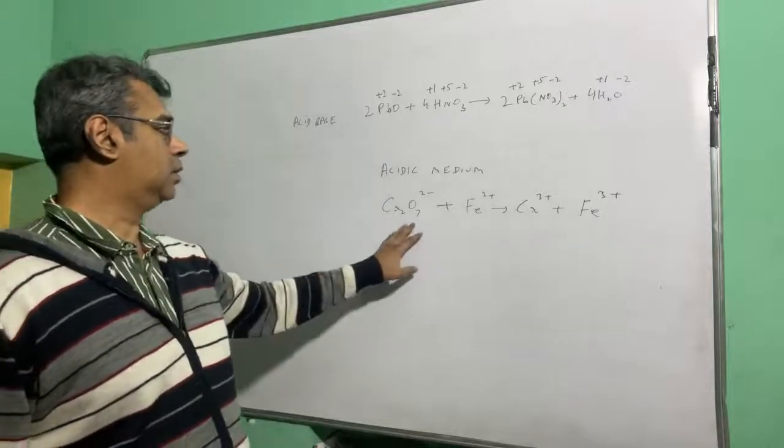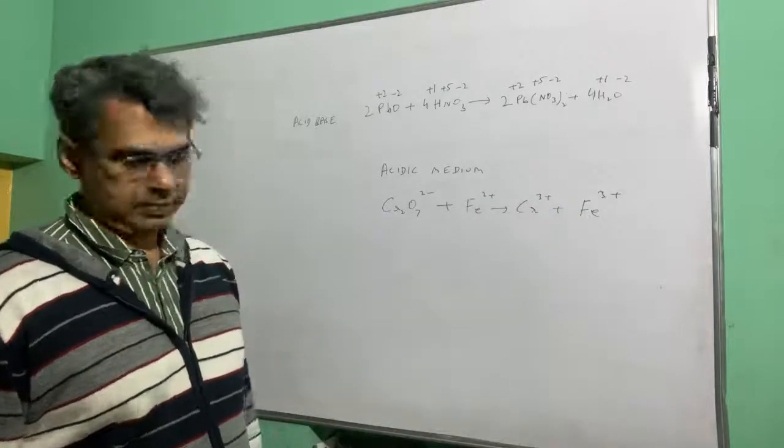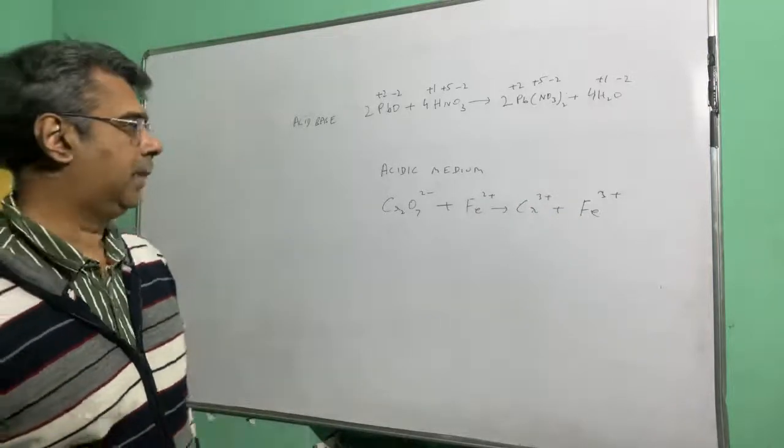Okay, so Cr2O7 2 minus plus Fe2 plus gives Cr3 plus and Fe3 plus. Okay, so this is the reaction.